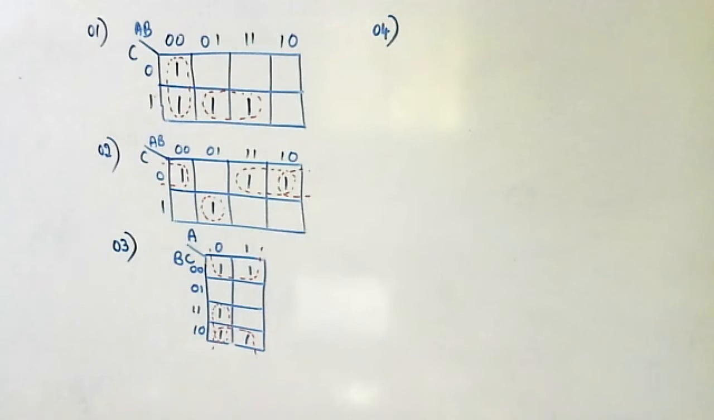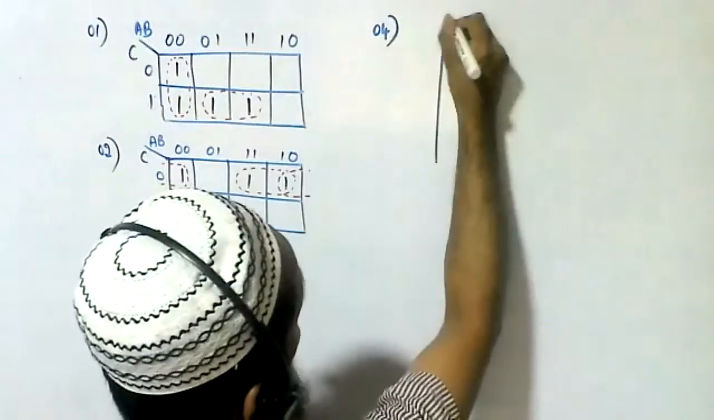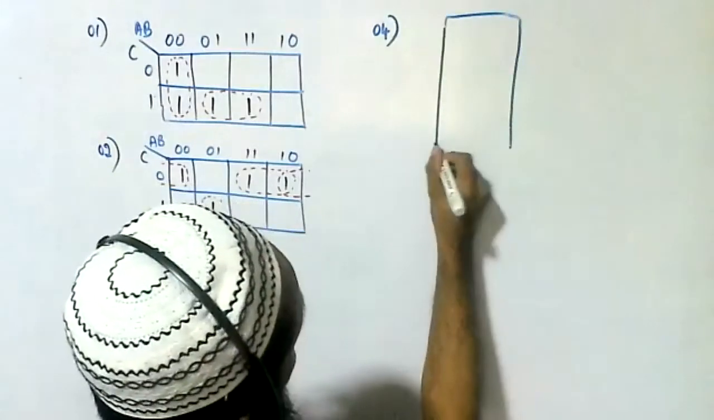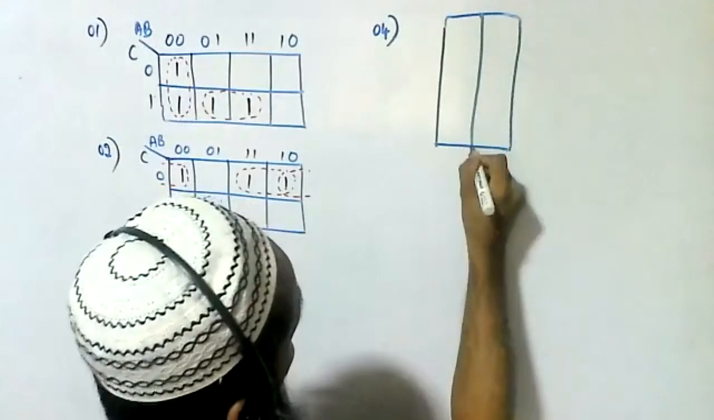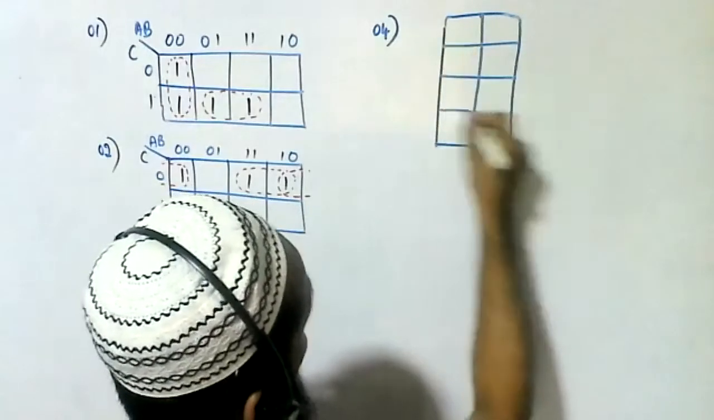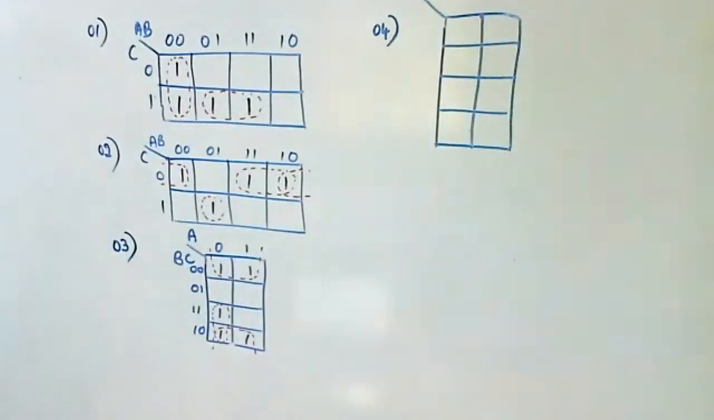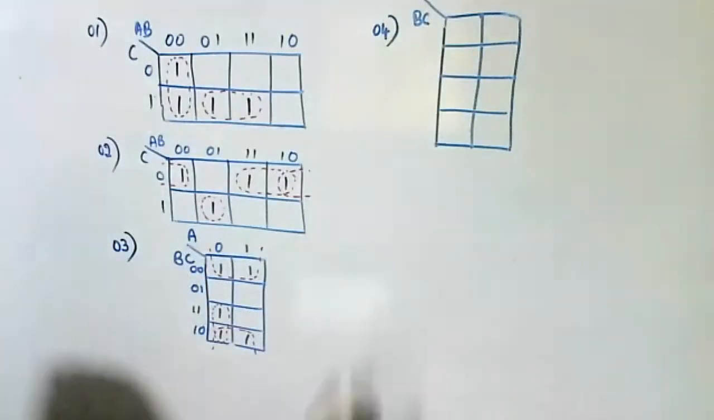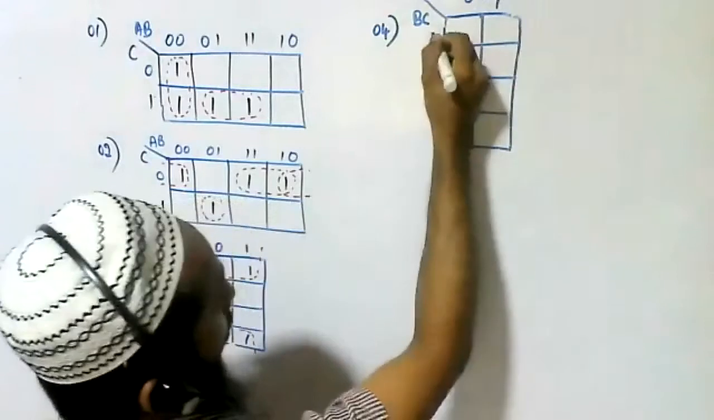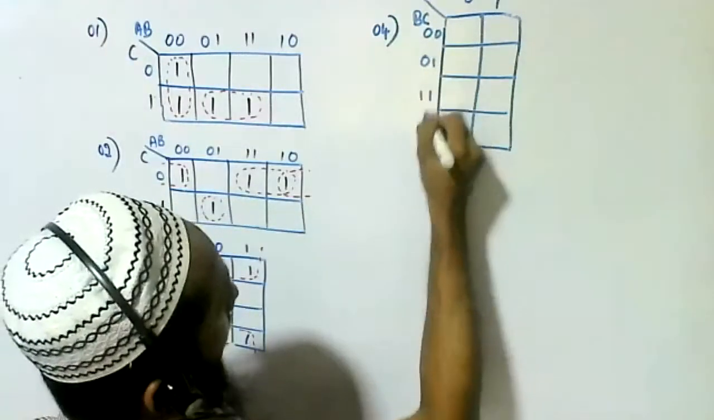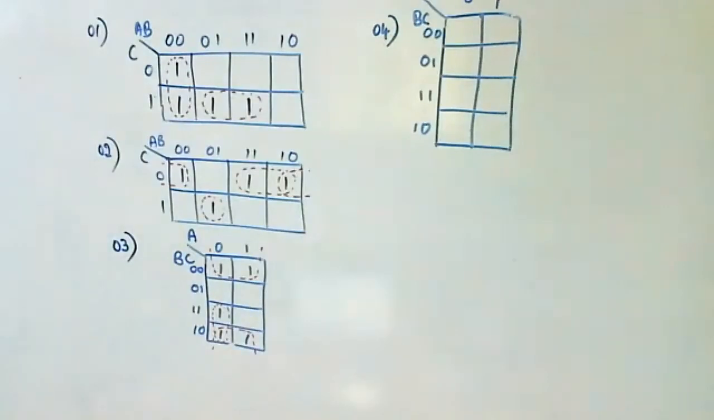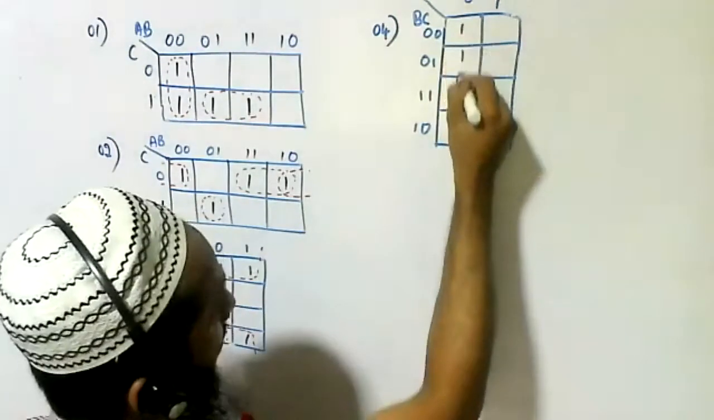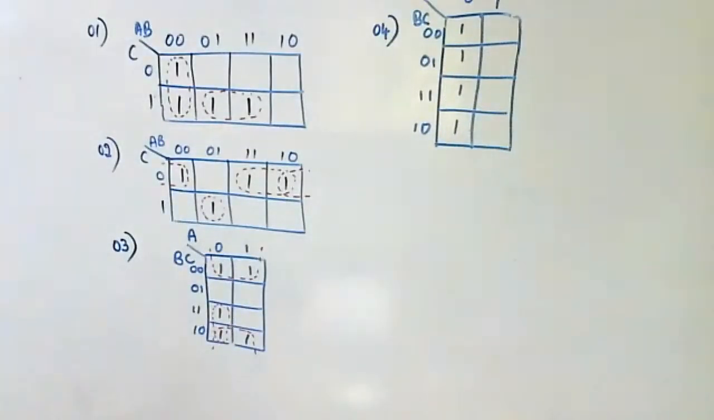I'm going to the 4th question. The 4th question is, there are also 3 variables like this. Because of 3 variables, we need 8 cells. And here I have given A, B, C like this. The column headers 0, 1, row headers 0, 0, 0, 1, 1, 1, 1, 0. Once mentioned like this, 1, 1, 1, 1, and here 1.